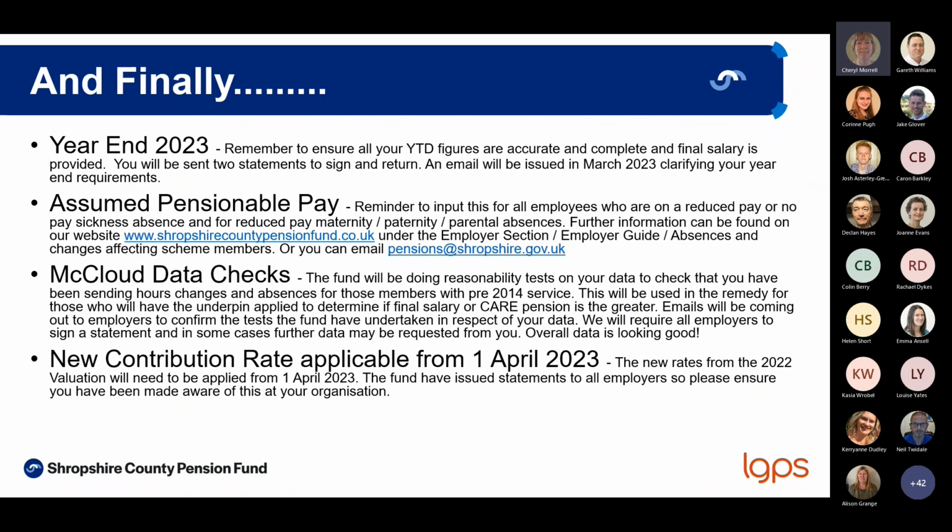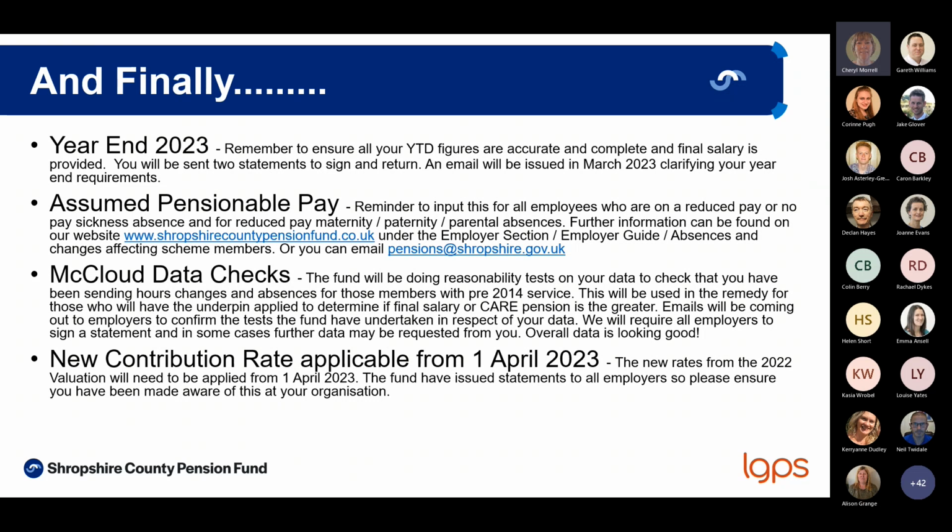So this is just a reminder to ensure that your month 12 iConnect submission does complete all of your data return for the year. You need to make sure that all of your year to date figures are accurate and complete. And at month 12, we do require you to send us through a final salary figure. Some of you do send it to us monthly, but the majority of employers will give us the final salary figure at month 12.